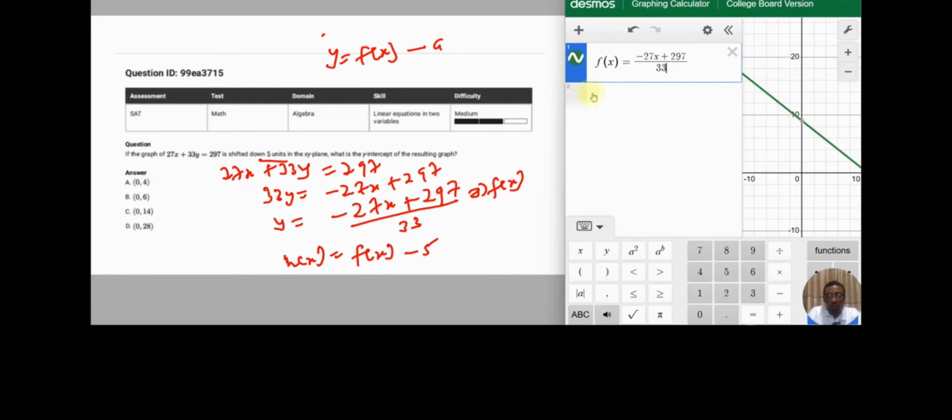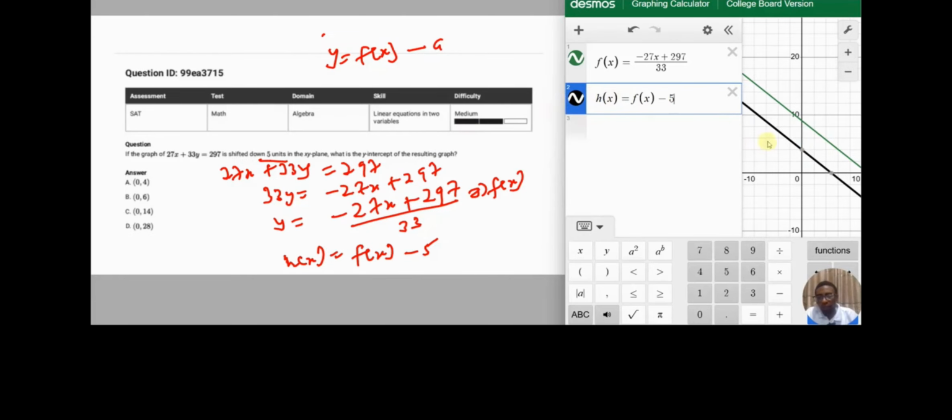Okay. So when it has moved down by 5 units, let's call that one h of x. So h of x is actually f of x minus 5. You can see h of x is a dark black graph, black line, whatever you can call it.